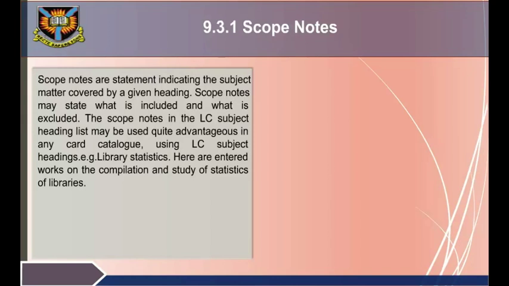Scope notes. Scope notes are statements indicating the subject matter covered by a given heading. Scope notes may state what is included and what is excluded. The scope notes in the LC subject heading list may be used quite advantageously in any card catalog. Using LC subject headings, for example, library statistics. Here are entered works on the compilation and study of statistics of libraries.